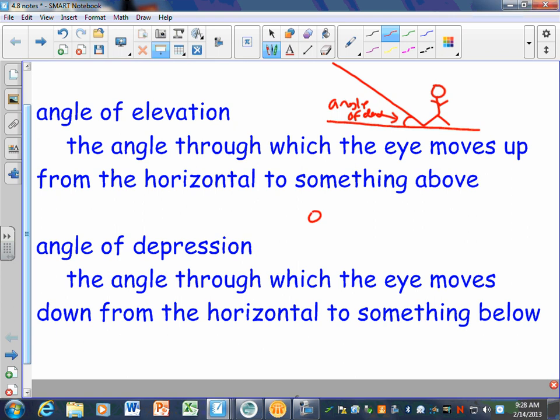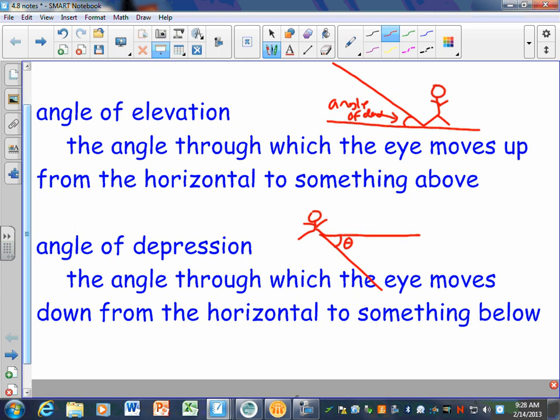So again, I can do some great artwork here. If I'm standing up on top of something, I'm just going to draw a line here. The angle of depression is the angle that I'm looking down at. So this right here would be my angle of depression. And again, it says the eye, but I always say we're really measuring from the ground. So as we do these problems today, those are kind of some keywords that we're going to look at.